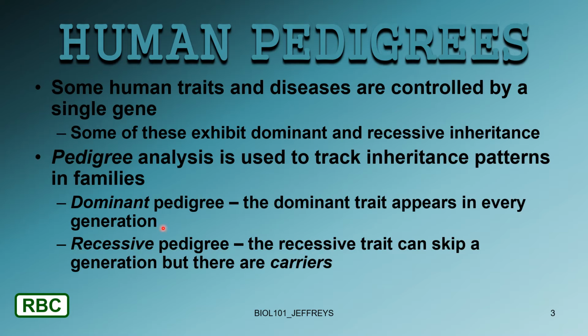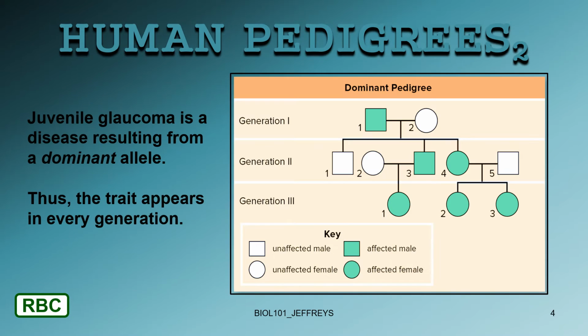So in a dominant pedigree, all dominant traits appear in every generation. In a recessive pedigree, recessive traits can skip a generation, but there are carriers, and we'll see that as we go through, especially with regard to, for instance, sickle cell disease. Okay, so here is an example of a pedigree.